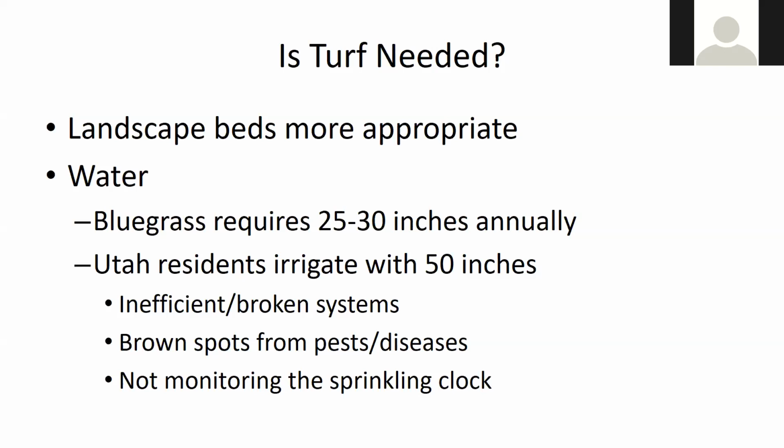Utah residents average about 50 inches of water that we put down on our lawns, and this is mainly due to just flat out overwatering. We have places where the sprinklers don't hit as well, so we increase the run times to make the brown spots green, pests and diseases, and then we don't really monitor our sprinkler clocks that well.